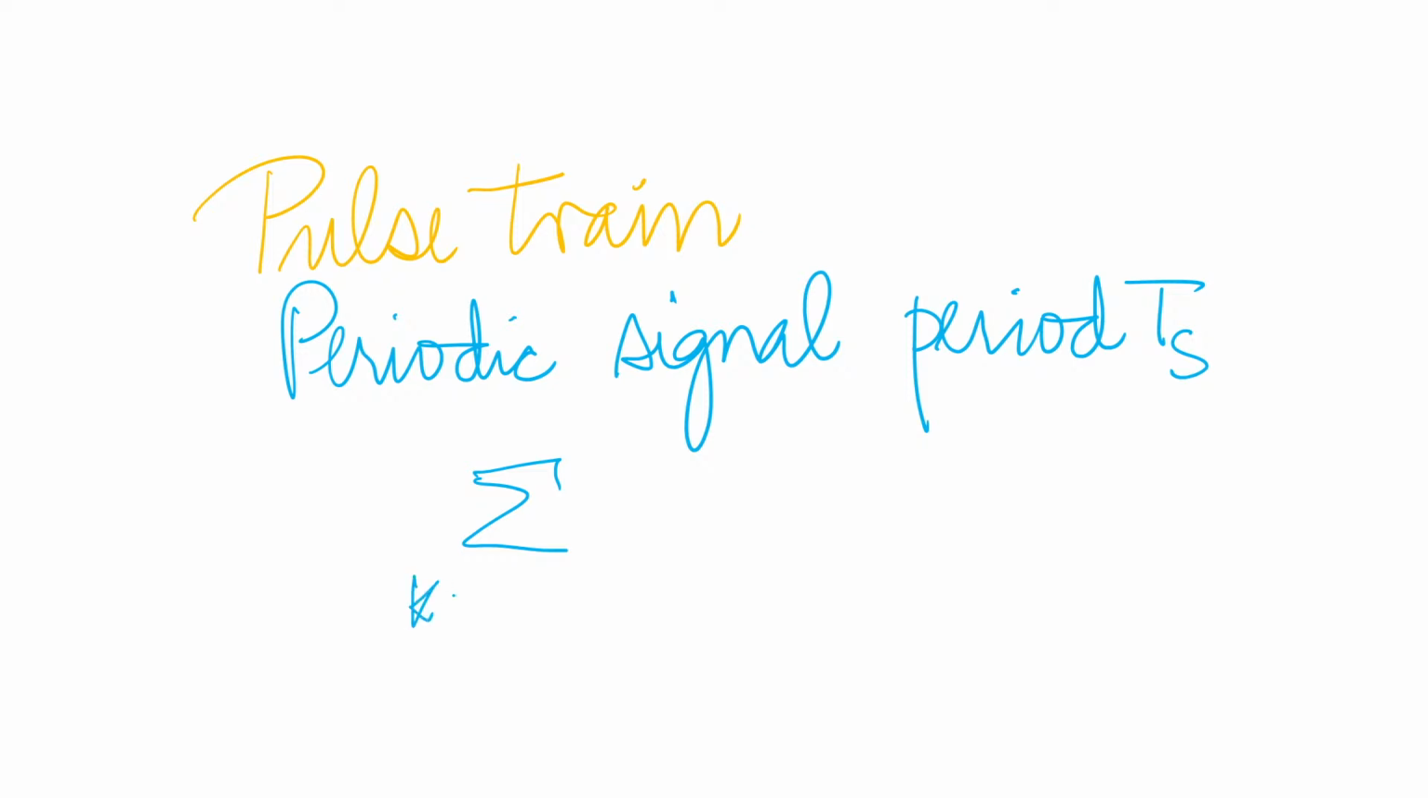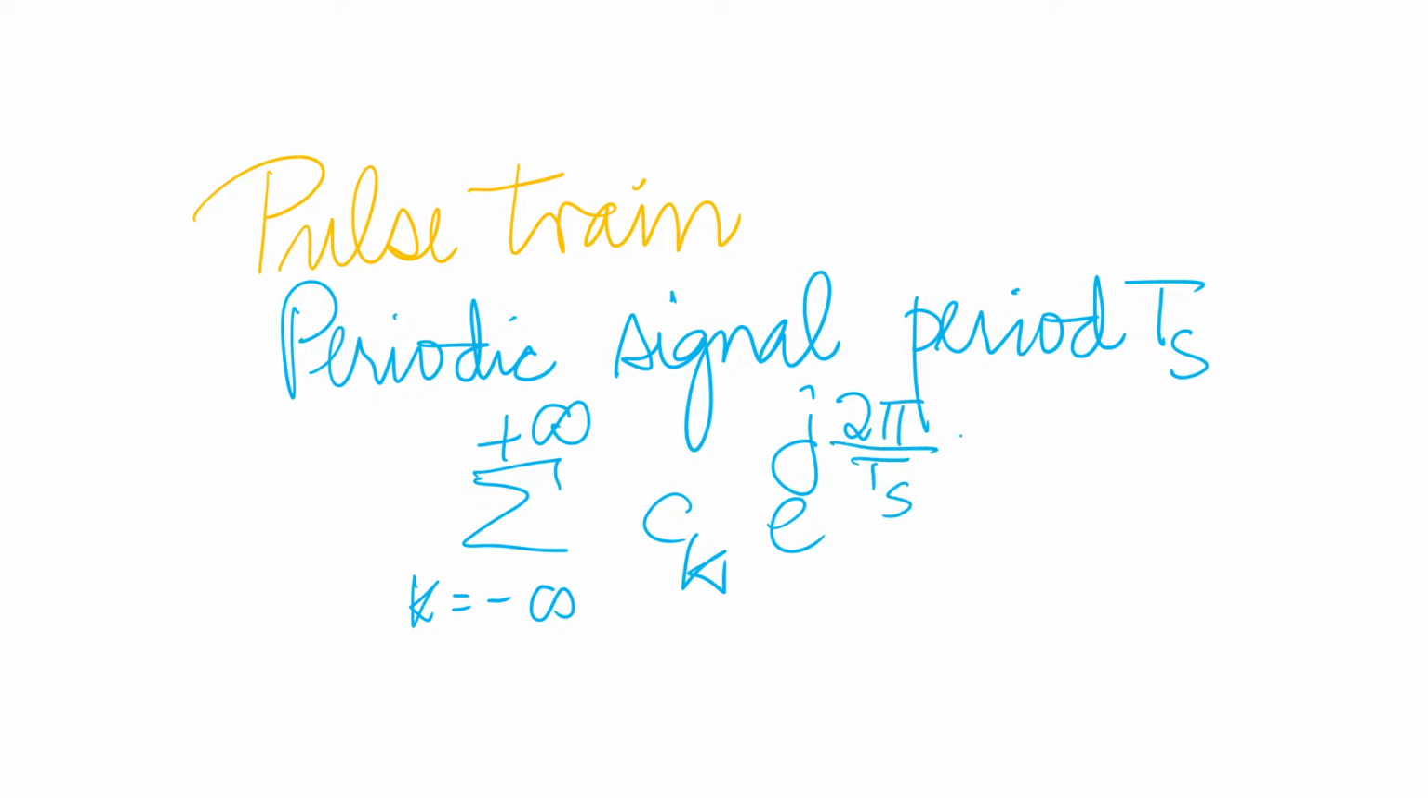Summation k going from minus to plus infinity, ck e raised to the power j 2 pi by Ts kt. You're multiplying it by this Fourier series, essentially. This is the Fourier series. It's very easy to obtain the Fourier series of this periodic signal. I leave it to you, right? If you want, I can calculate. In fact, you can calculate. It's not very difficult, right?